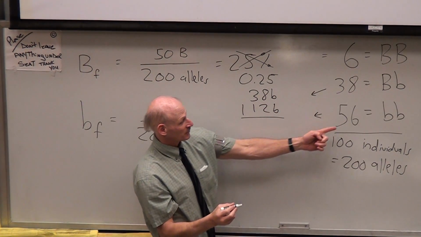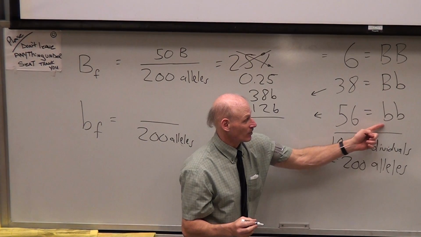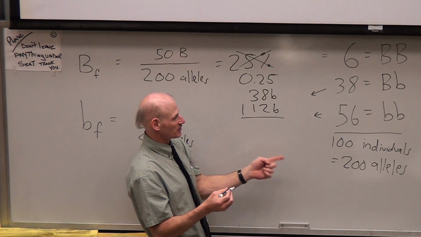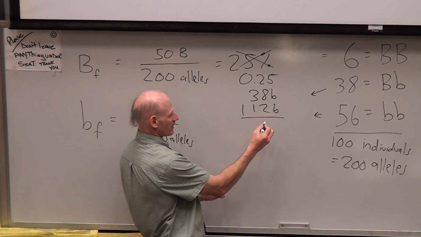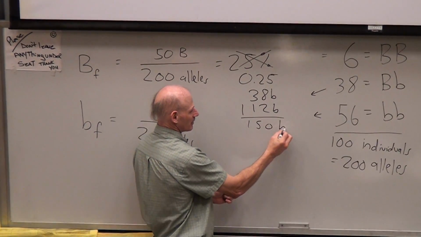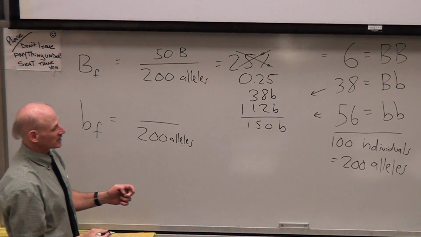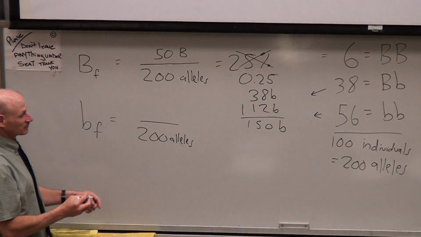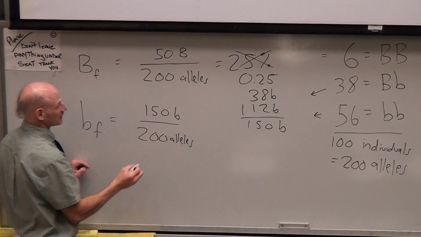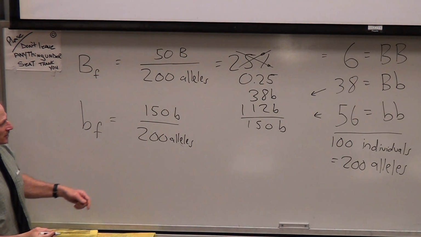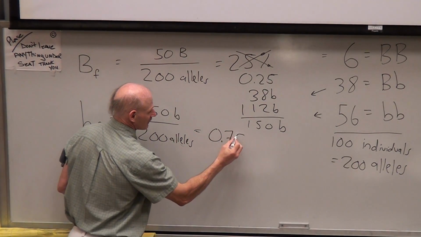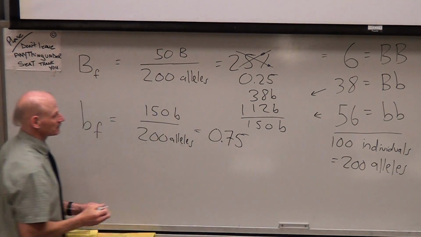And again, there's that principle. If someone's homozygous for an allele, you have to count them as having twice as many of that allele. 56 times 2 is 112. And so when I add those up, there we go. There's 150 little b alleles in this population. So 150 little b alleles out of the 200 total alleles is going to give me 75%, which I want to write like that.